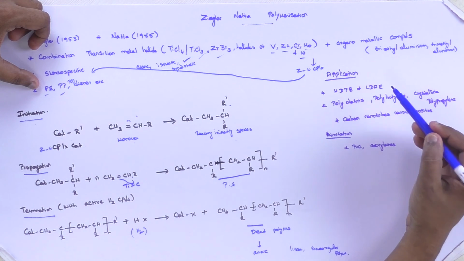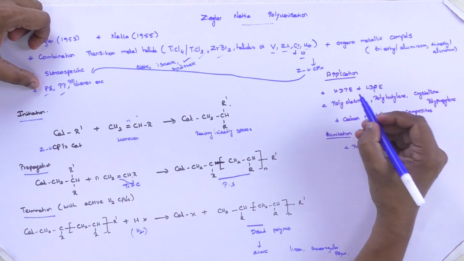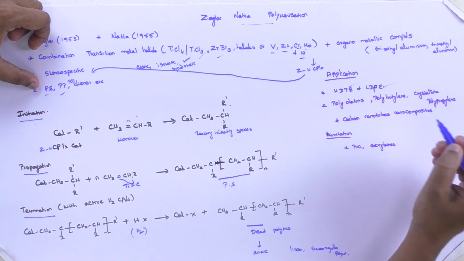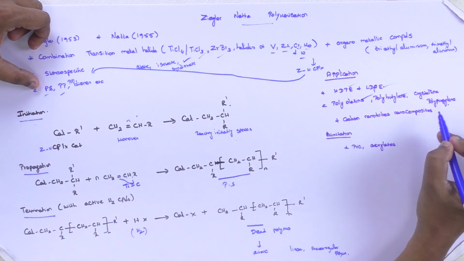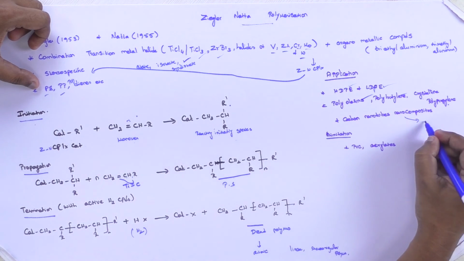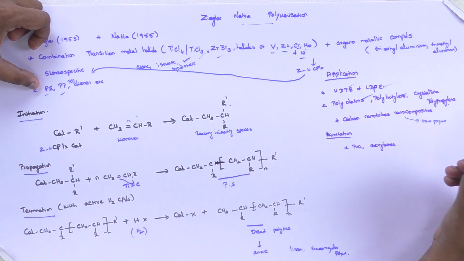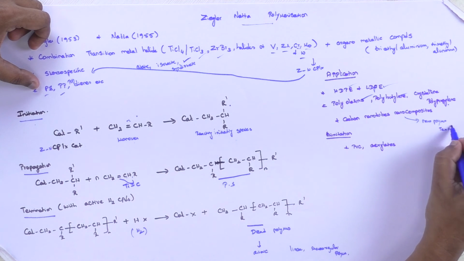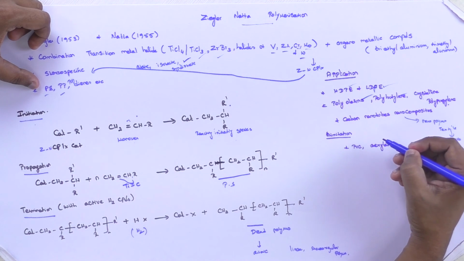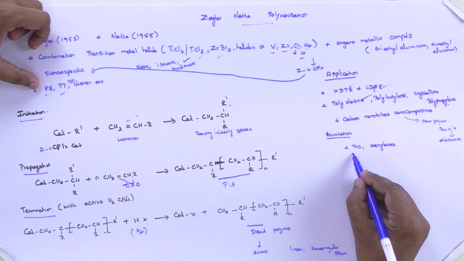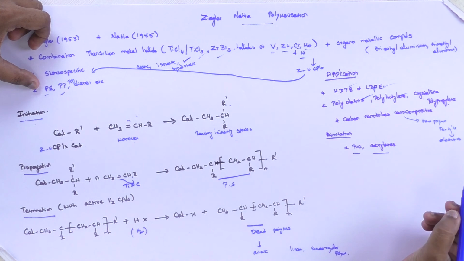If you see the applications, the main applications are in the synthesis of high density polyethylene, low density polyethylene, and also polyolefins, polybutylene, crystalline polypropylene, nanotubes. Nanopolymers are applied all over the world in several applications, from the textile field to the electronics field. We are using it everywhere. Carbon nanotube nanocomposites can be prepared. This is one of the important applications of the polymer. The limitation is that you cannot synthesize PVC or acrylates using this process.